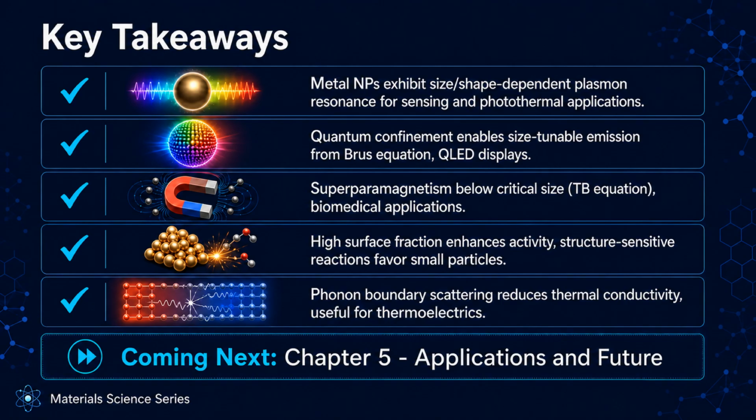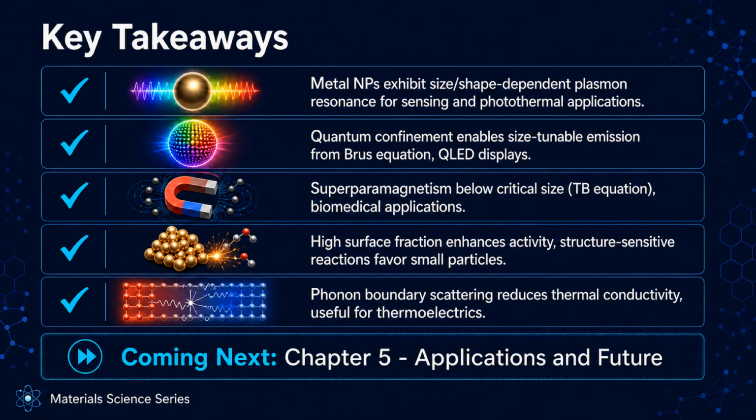Magnetic nanoparticles become superparamagnetic below a critical size when thermal energy can flip magnetization over the anisotropy barrier. The blocking temperature equation predicts this transition. Superparamagnetism is essential for biomedical applications like MRI contrast and magnetic hyperthermia.